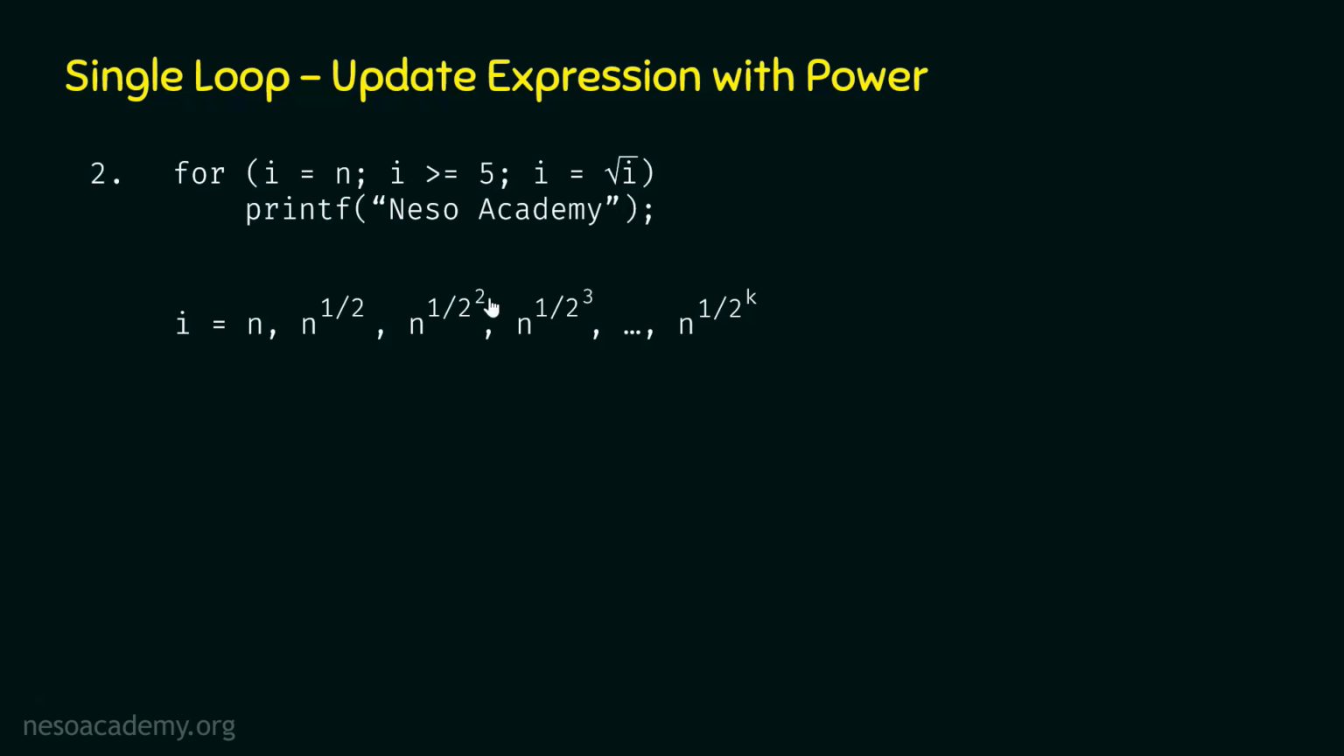Let's do this. We know n power 1/2 to power k is equal to 5. Let's now solve this equation. We need to find the value of k. This means we need to bring it to the base. We can do this by taking log on both sides. Here we have the value 5, so let's take log base 5 on both sides. Here we are getting log of n power 1/2 power k, base 5, on the LHS, and on the RHS we are getting log 5 base 5. Log 5 base 5 is 1.